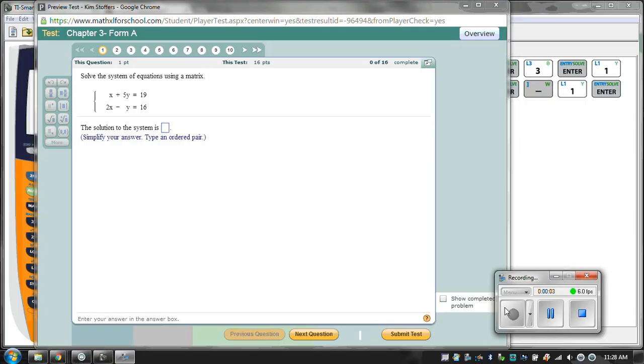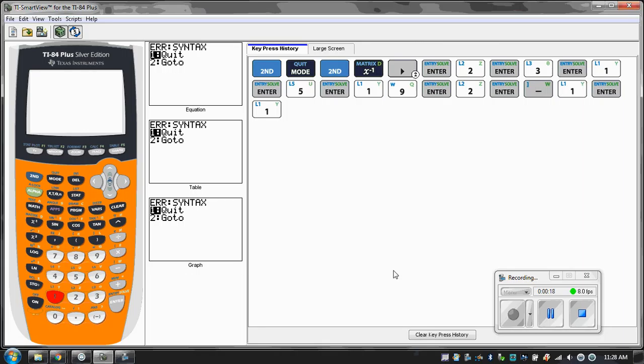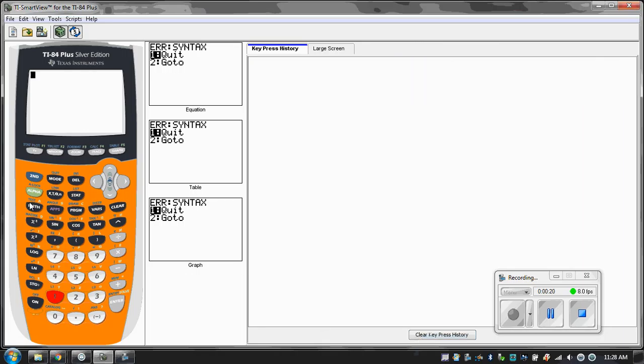So I'm going to show you how to do the system of equations on your calculator. What I would like you to do is write that down really quick and then go to your calculator and follow along with me. So what we're going to do here is, I hope you see this above x to the negative 1, the word matrix. So I'm going to say second matrix.